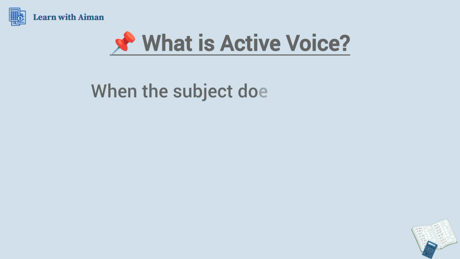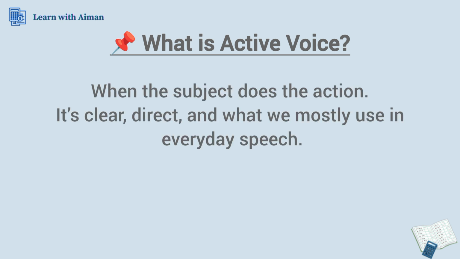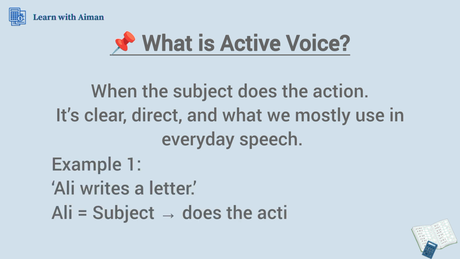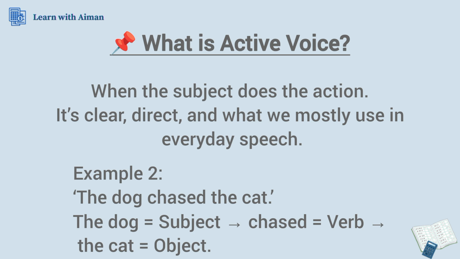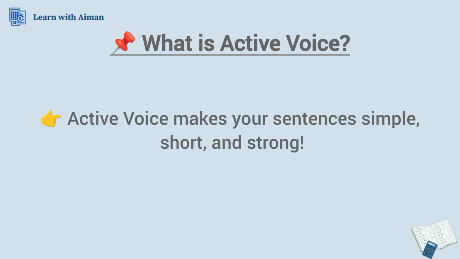So what is active voice? First things first, what exactly is active voice? When the subject does the action, it's clear, direct, and what we mostly use in everyday speech. For example, Ali writes a letter. Ali is the subject, does the action, writes is the verb, and letter is the object. Example number 2: the dog chased the cat. The dog is the subject, chased is the verb, and the cat is the object. The key point here is active voice makes your sentence simple, short, and strong.